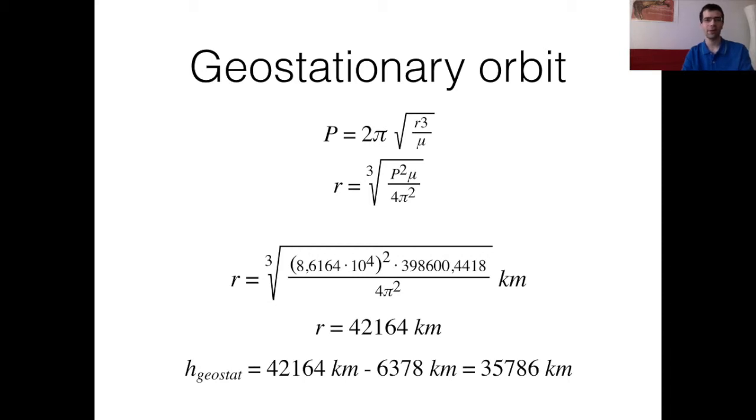And this is all about the great functionality of Kepler's third law, that we have the ratio between the radius and the orbital period. So if we have a certain orbit, we can easily compute the orbital period, or if we want to achieve a certain orbital period, we can easily use this formula to determine the right altitude.